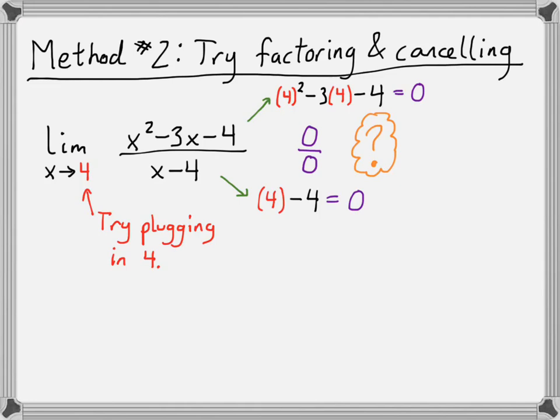Well, it turns out that 0 over 0 is something called an indeterminate form. We use that to mean that it really tells us nothing. The fact that we get 0 over 0 tells us absolutely nothing about the answer. It could be 3, it could be 5, it could be infinity, it could be who knows. We have no idea. Okay?